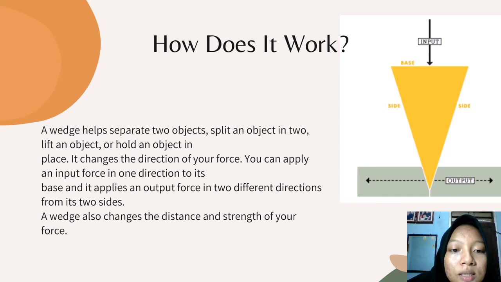And so how does it work? A wedge helps separate two objects, split an object in two, or lift an object, or hold an object in place. It changes the direction of your force. You can apply an input force in one direction to its base, and it applies an output force in two different directions from its two sides. A wedge also changes the distance and strength of your force, which is especially helpful because a pushing force turns into a splitting force.